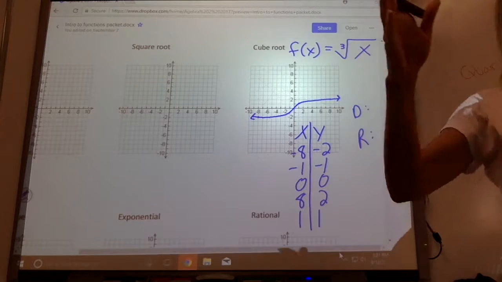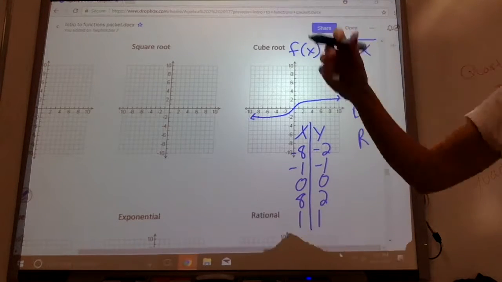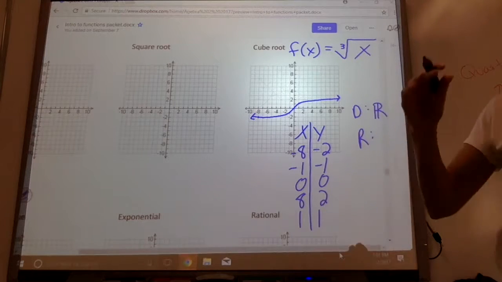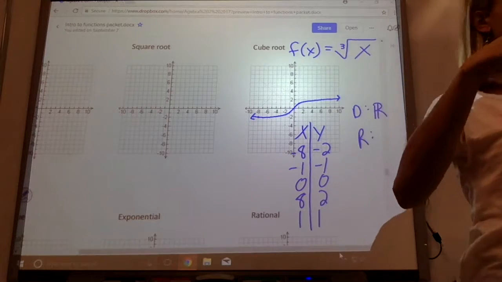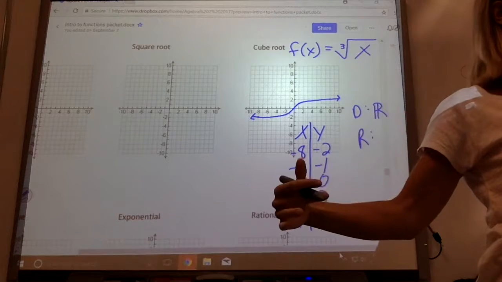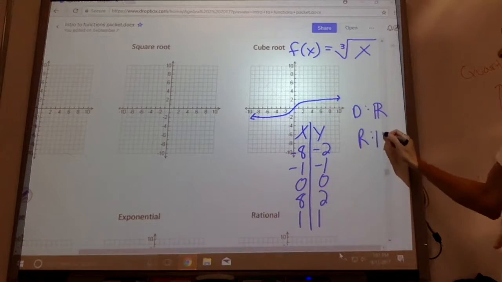Domain, I'm going left and right forever, so all real numbers. Range, it's harder to see, but you are going up and down forever. It's just a slower incline, decline. So that's also all real numbers.